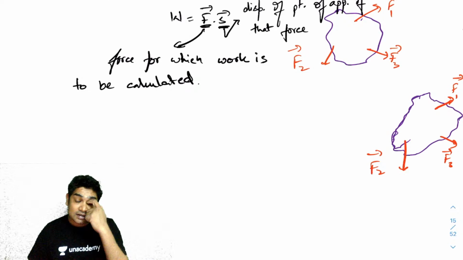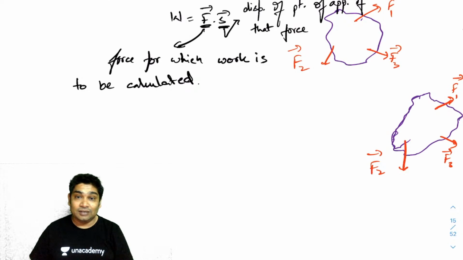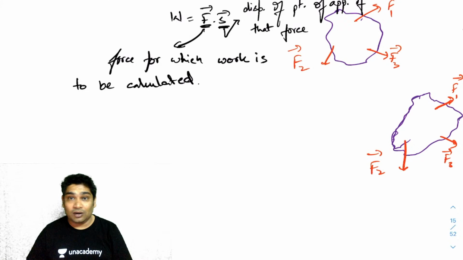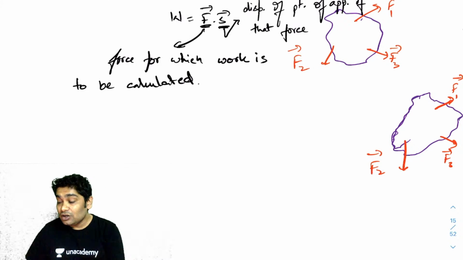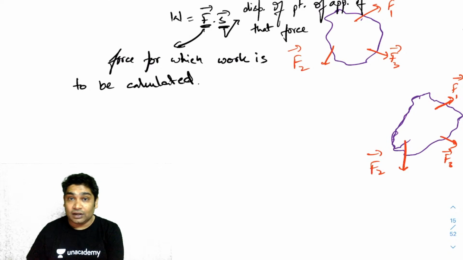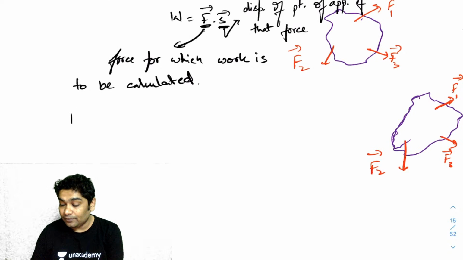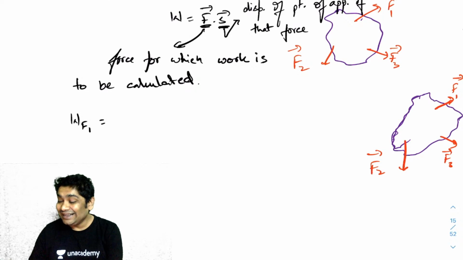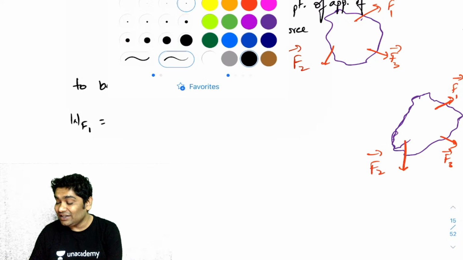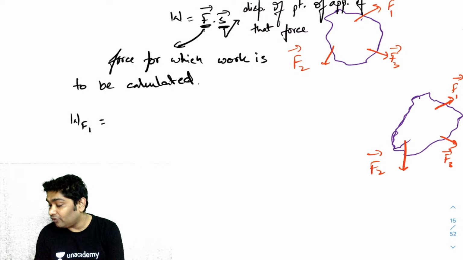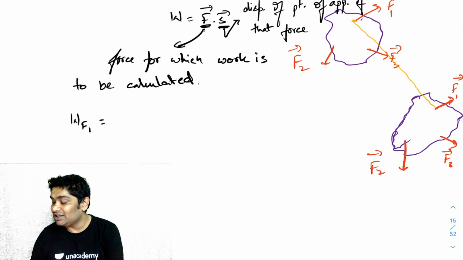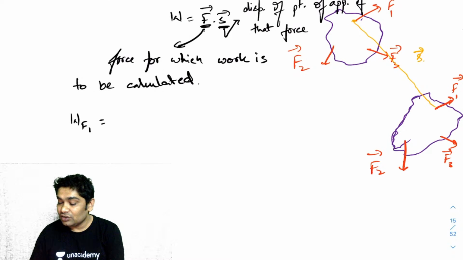Please remember this. This is something which a lot of students either are not clear about or don't even know altogether. So, for instance, if I wanted to calculate the work done due to F1, then you will see the displacement of the point at which F1 was acting. Let's call this displacement S1 vector. So work due to F1 would have been F1 vector dot S1 vector.